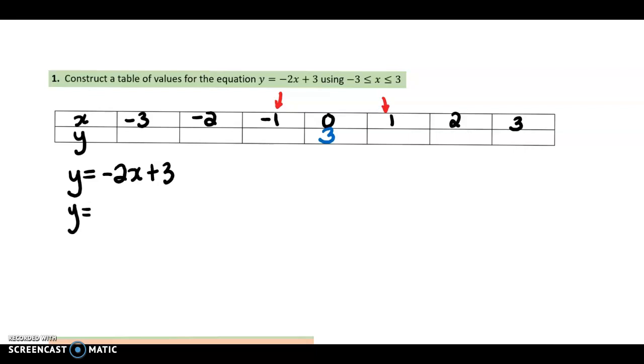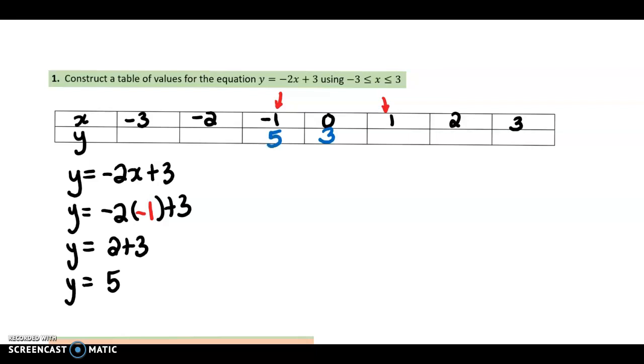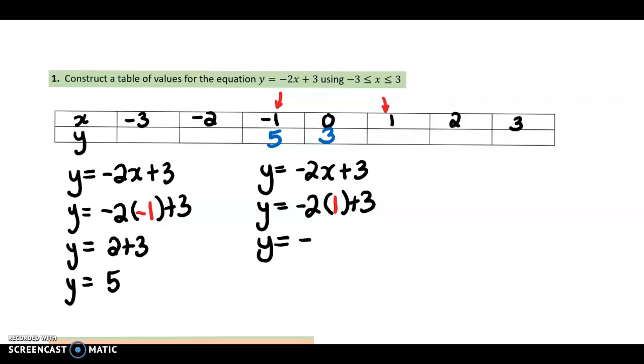So if we're going to do our negative 1 first, so in place of x, I'll put negative 1 plus 3, so y, negative 2 times negative 1 is 2 plus 3, so y in this case is 5. Using my same equation, negative 2x plus 3, I'm going to solve for when x is 1 now. So I'm going to put 1 in place of x. So negative 2 times 1 is negative 2 plus 3. Y is 1.